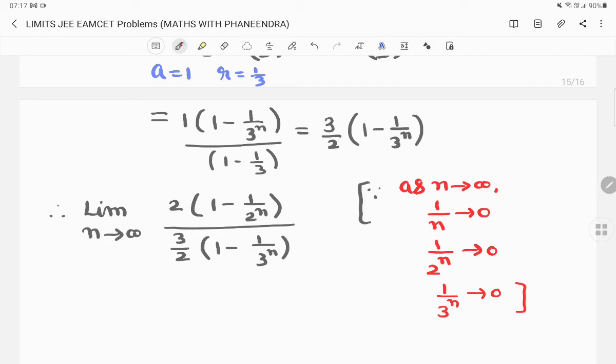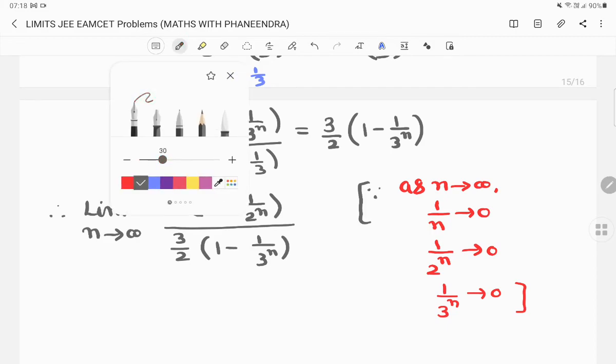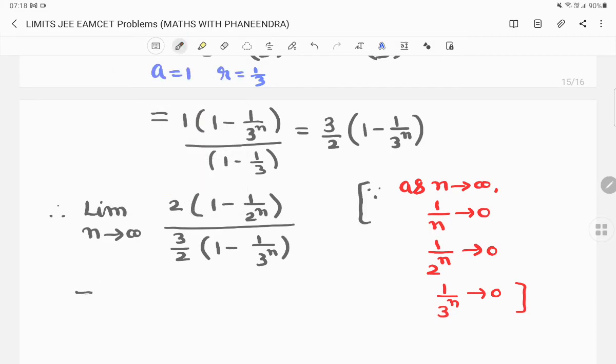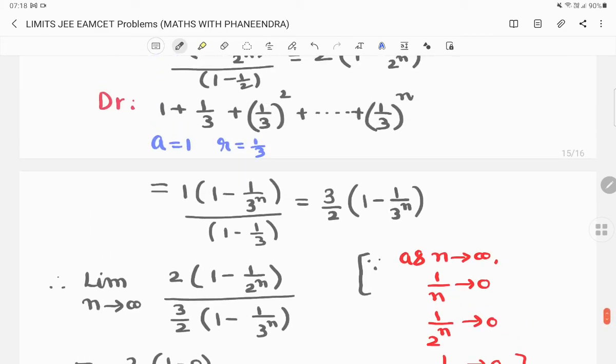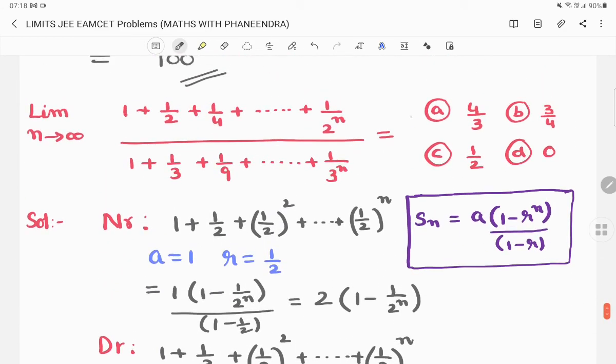So, from the given limit, wherever 1 by 2 power n, 1 by 3 power n is there, you have to replace with 0. The limit becomes 2 into 1 minus 0 by 3 by 2 into 1 minus 0. So denominator of a denominator will become a numerator, 2 into 2 by 3 into 1. So ultimately the value is going to be 4 by 3. So 4 by 3 is there in the first option.